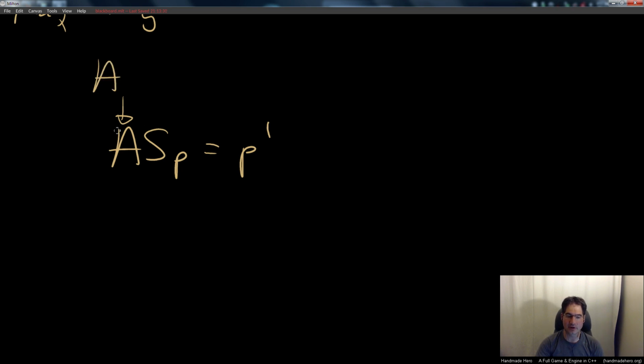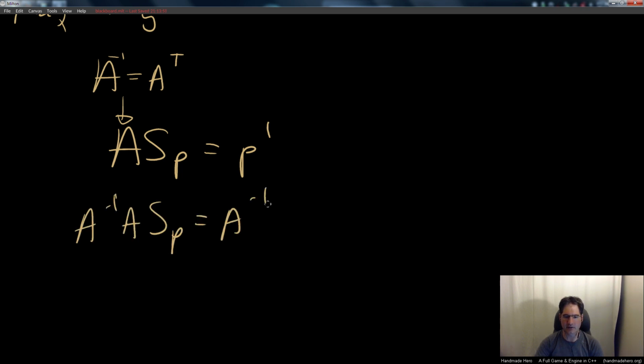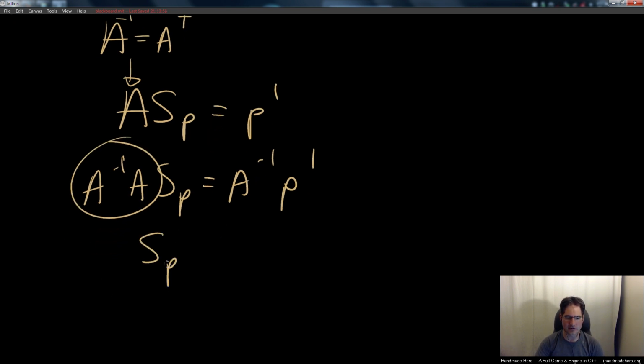So if I know that I've got A, S, P equals P prime, right? And I know that this one happens to be orthogonal, so A inverse equals A transpose, right? Then I can invert this much more straightforward. And it's the trick that I did before, but you can see how it's going to work, right? First, I multiply both sides by A inverse. So I get A inverse A, SP equals A inverse P prime, right? Well, what do I know about A inverse A? It's the identity matrix, so I'm just left with SP equals A inverse P prime, right?